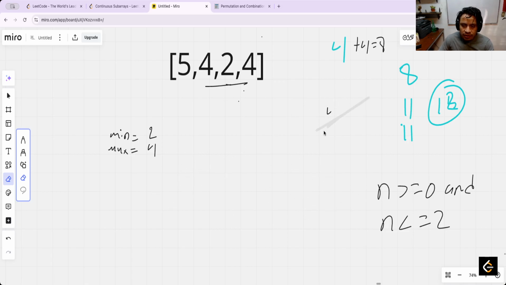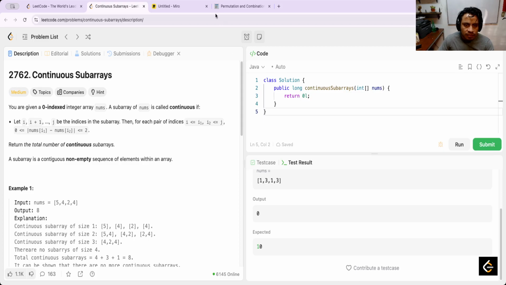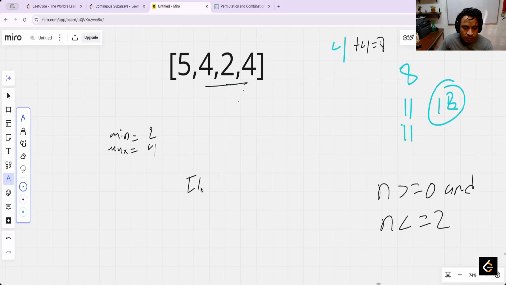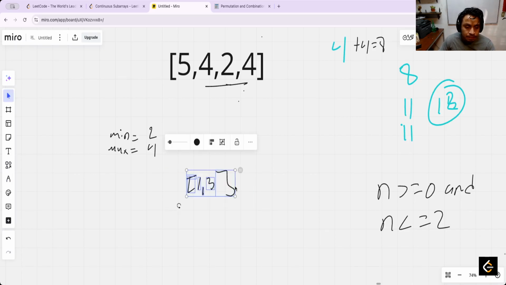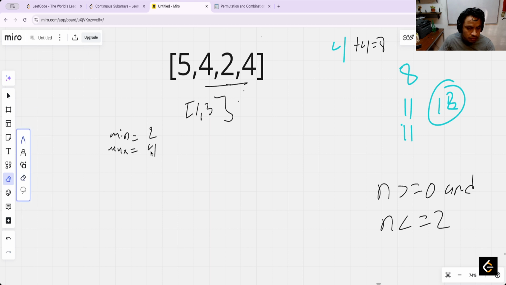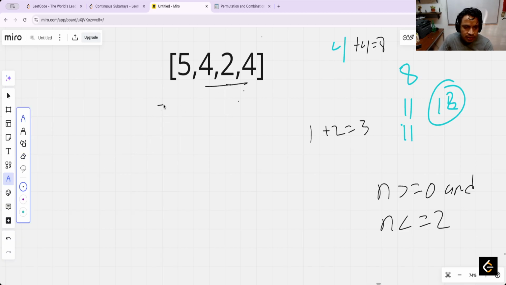I'm not sure. Let me check with another. It's 1 and 3, for example. The first time the min is 1 and this is the maximum. Okay, this case is 1. Now move to the next. The next is 3. Now the difference between 1 and 3 is 2. Okay, it's inside the range. It's equal 3. Okay, now is 1.